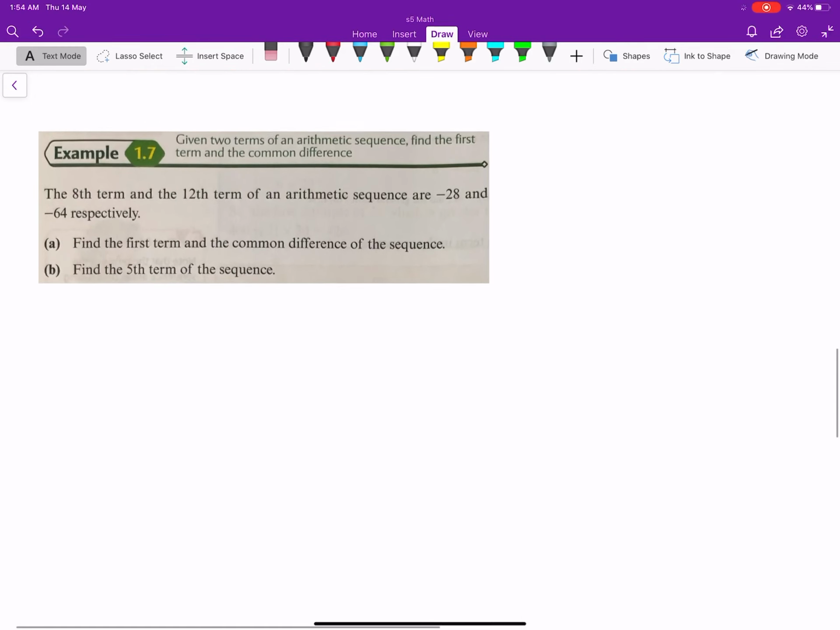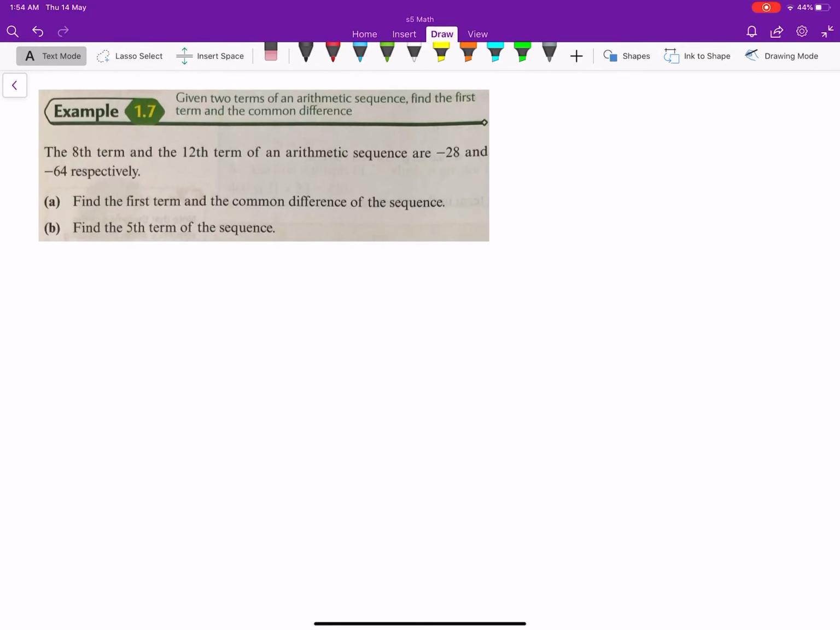So here we go to the last example in this video. Now the 8th term and the 12th term of an arithmetic sequence are these two. So we just have these two pieces of information, right? So we just list out what we have. And here we are to find the first term and the common difference, meaning find A and D.